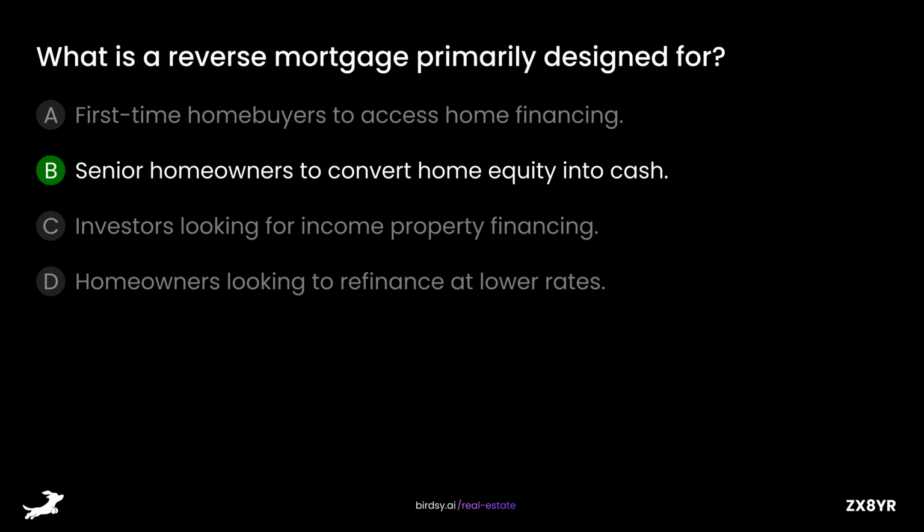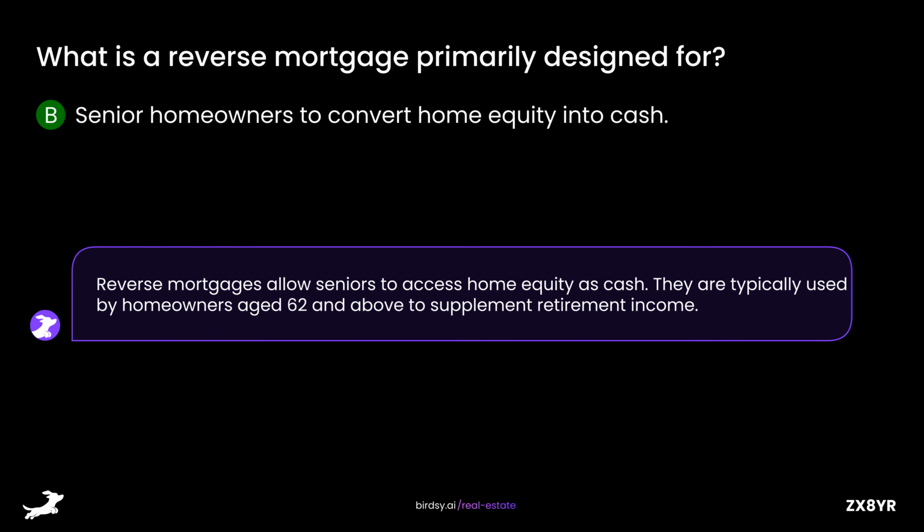The answer is B, senior homeowners to convert home equity into cash. Reverse mortgages allow seniors to access home equity as cash. They are typically used by homeowners aged 62 and above to supplement retirement income.